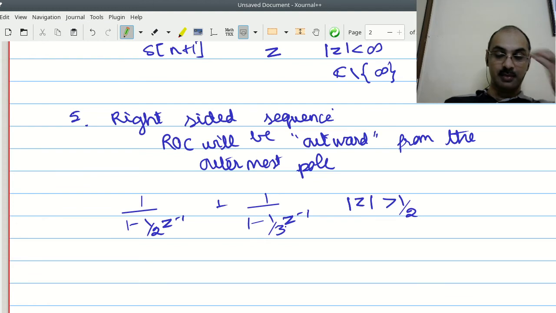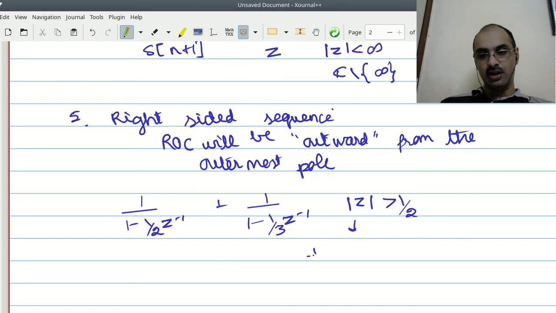Of course, that's a subset of that. Then you will find that if you find the inverse Z transform, it's going to be (1/2)^n u[n] + (1/3)^n u[n]. This is the inverse Z transform.